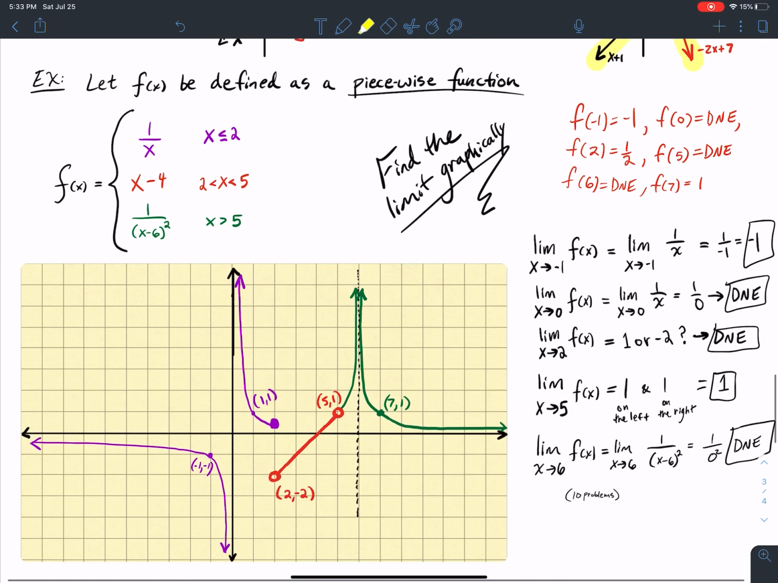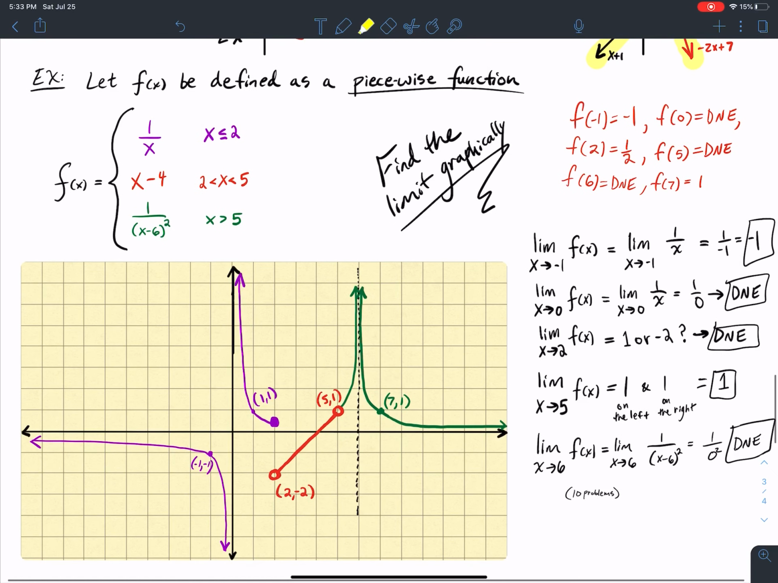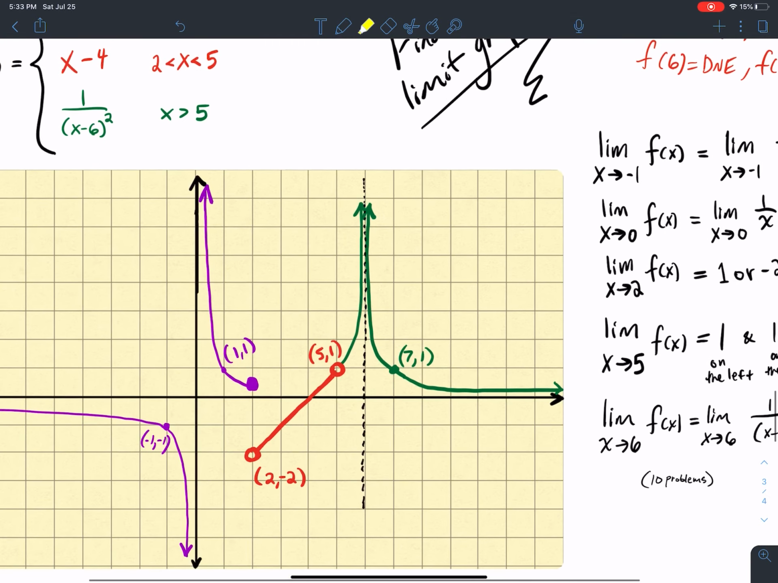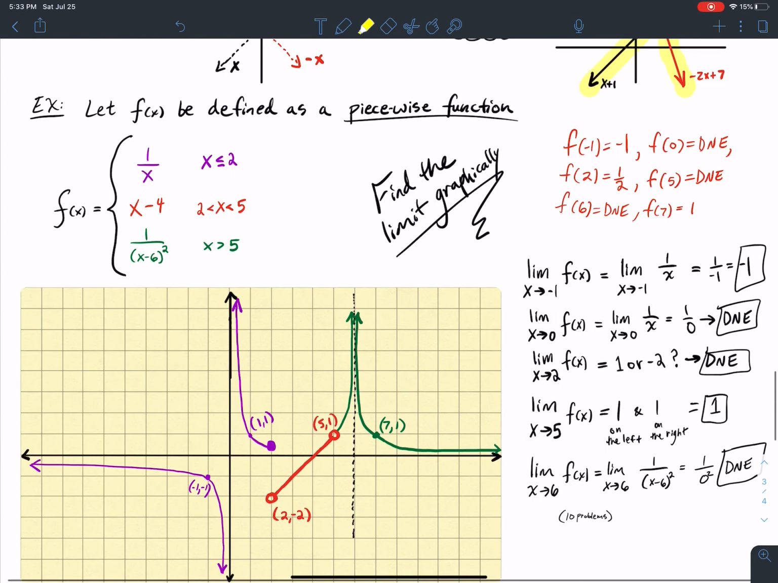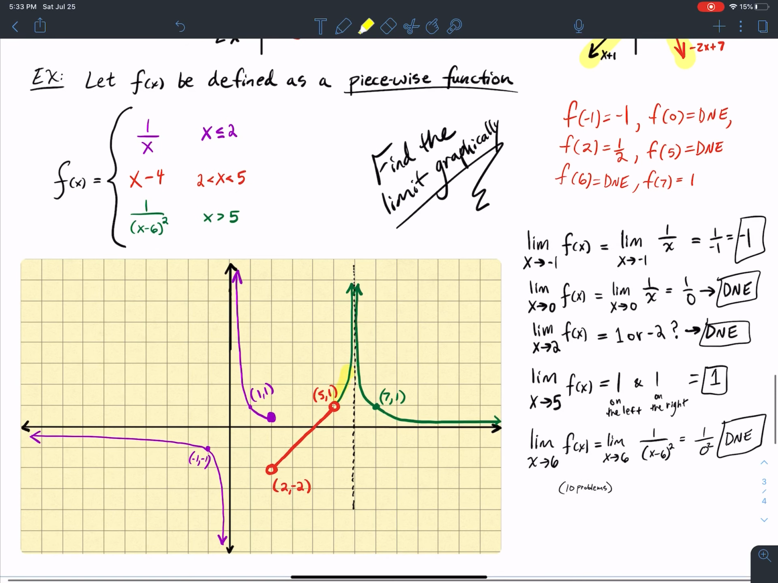All right, guys, well, that ends this part of the video. I hope this helps you a little bit more with graphical interpretations of limits and using your fingers to look at both sides of the curve so that you can narrow down your answers.